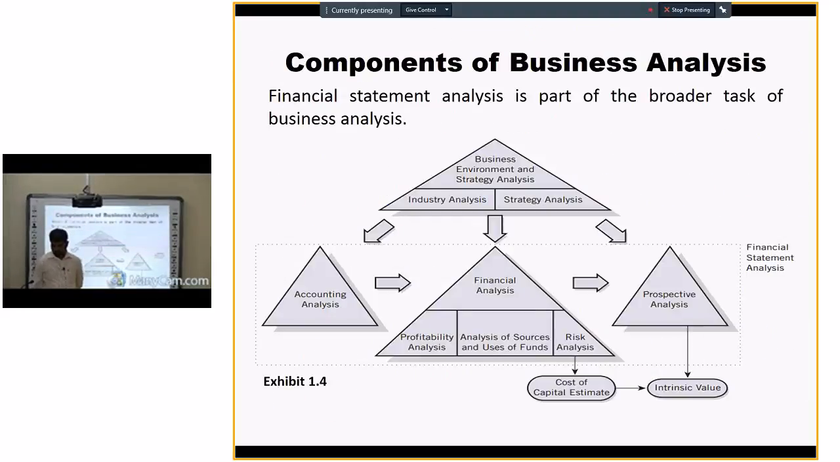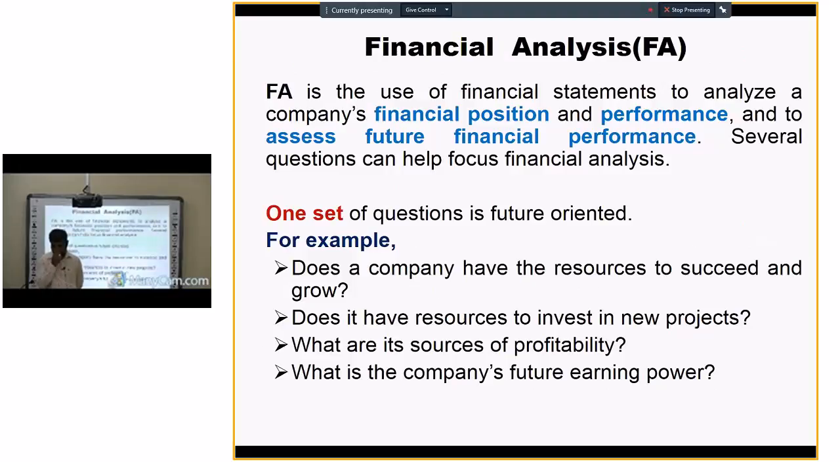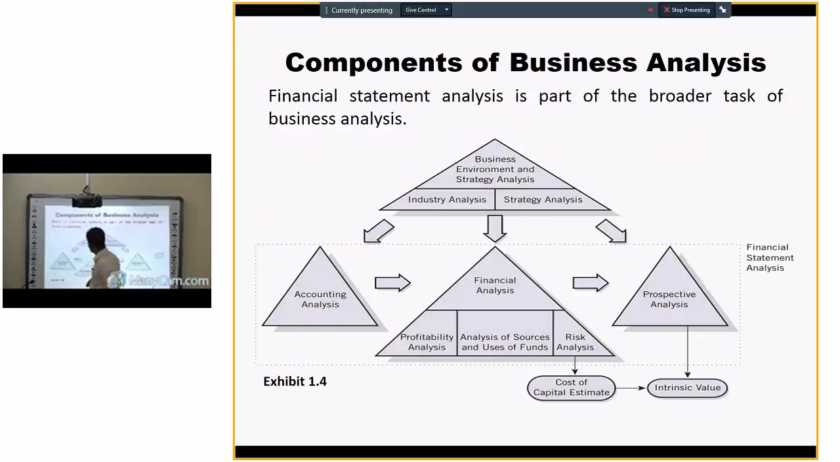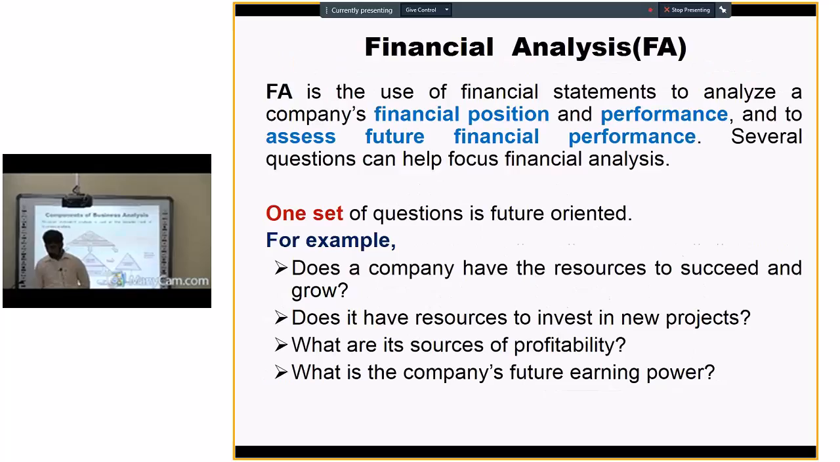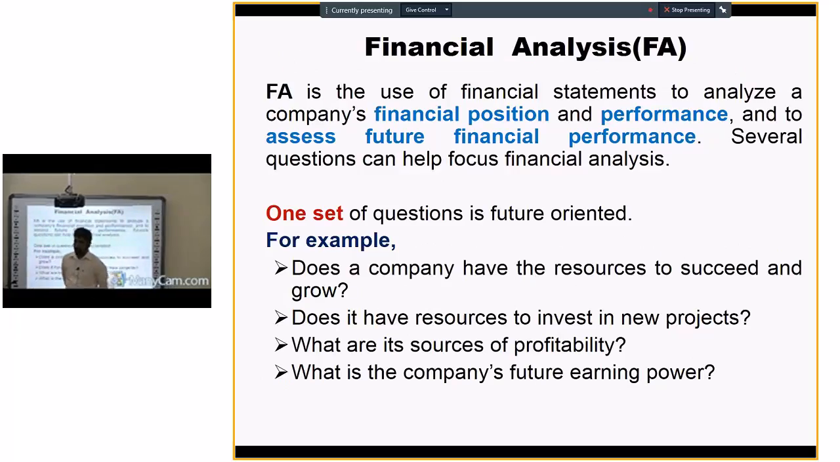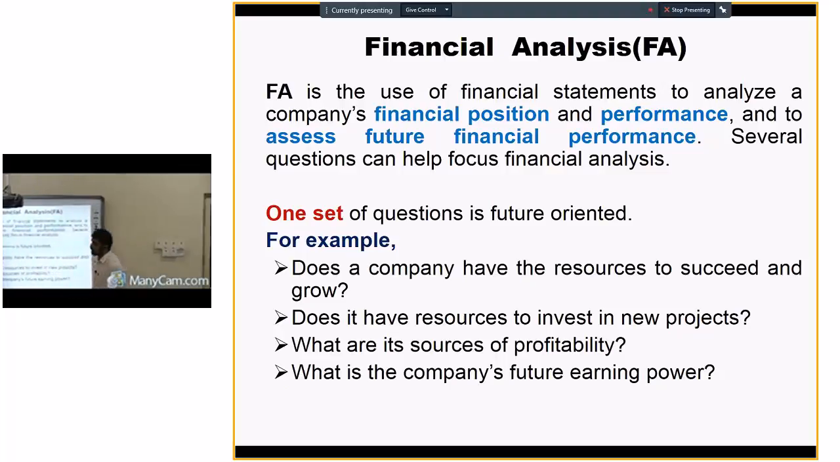Again, if you go to financial analysis, now we are at this level, financial analysis. Previously we discussed prospective analysis. Under the financial analysis, we previously discussed accounting analysis and prospective analysis. Now the next one is financial analysis. Financial analysis is the use of financial statements to analyze a company's financial position and performance, right? Financial position and the performance.